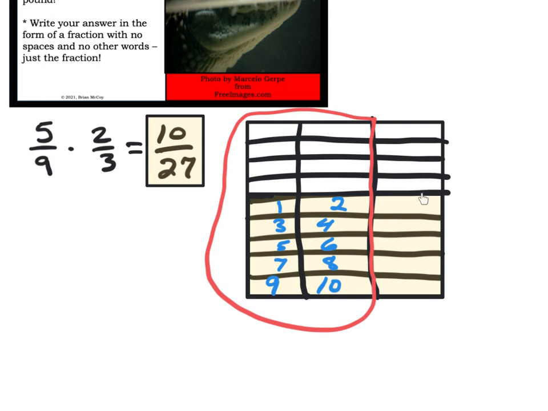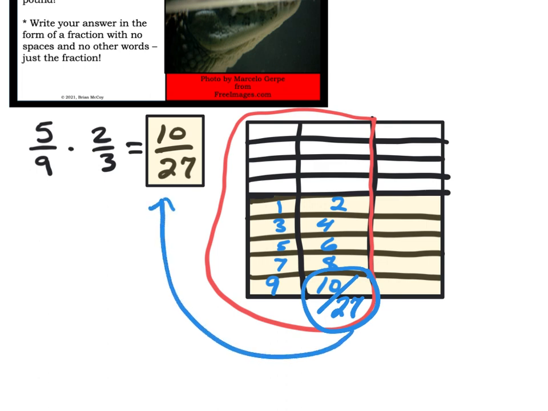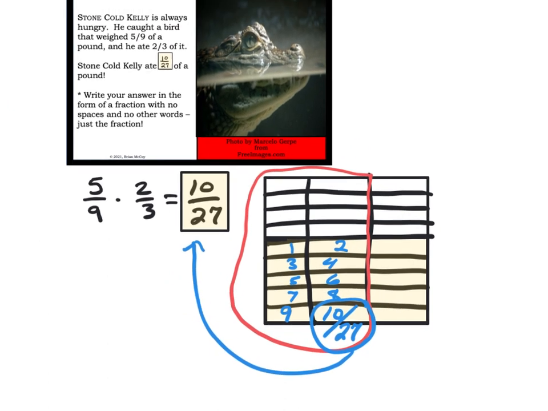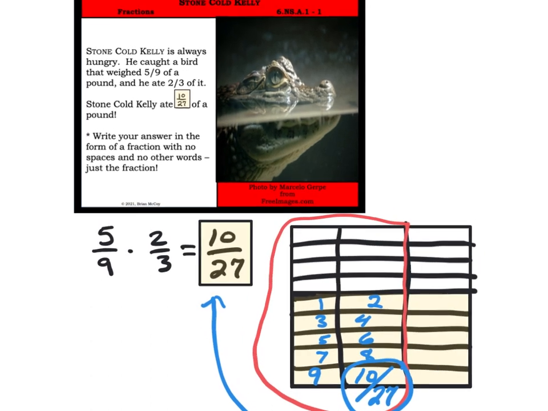2, 3, 4, 5, 6, 7, 8, 9. 3 times 9 is 27. So I get 10 out of the 27 parts. And lo and behold, look, my mathematical model agrees with my algorithm. And that is always super, super cool, my friends.